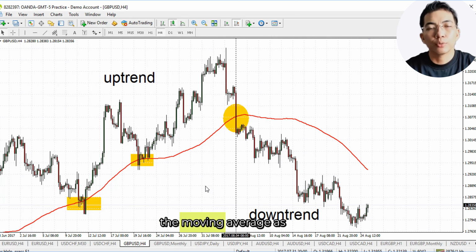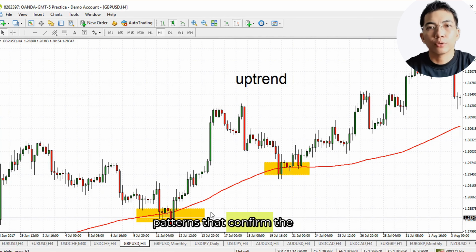Then we can use the moving average as a support and resistance. You can see that the price touches the moving average here and here before continuing its uptrend. When the price is close to the moving average, you can start to look for candlestick patterns that confirm the trend. So in this case we have a bullish engulfing pattern on the moving average. It is a very strong bullish signal.